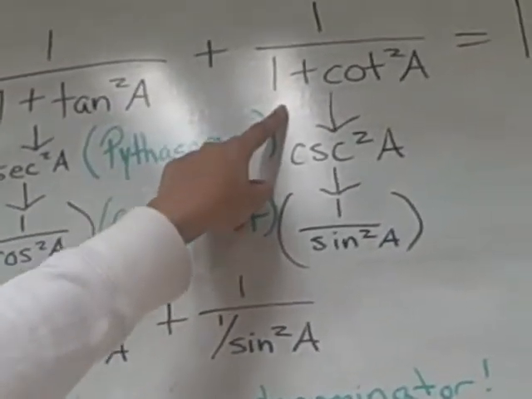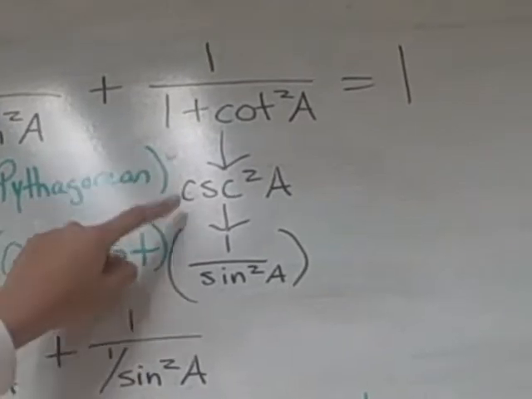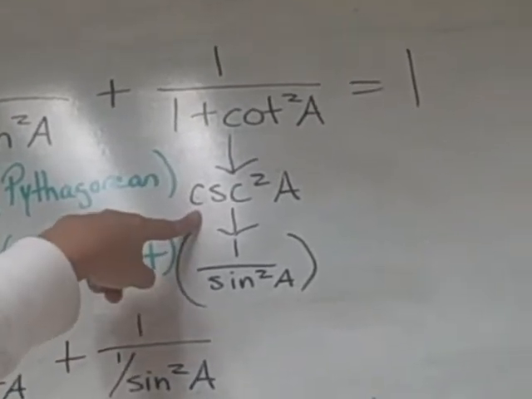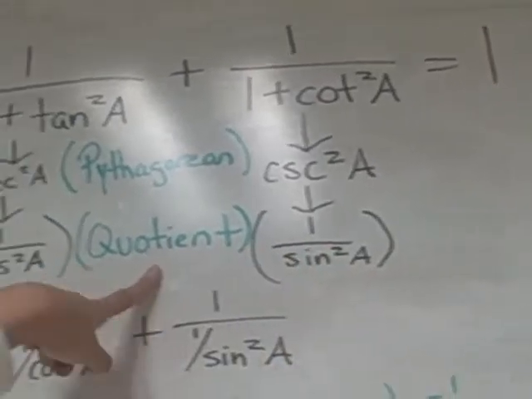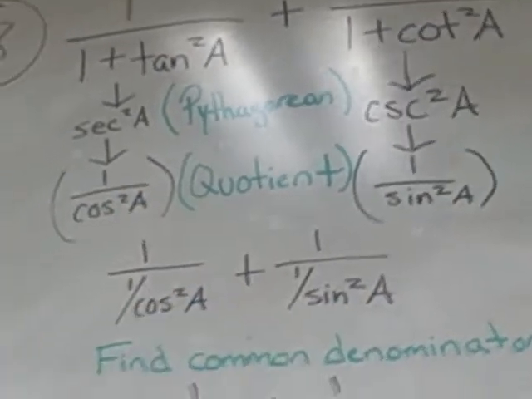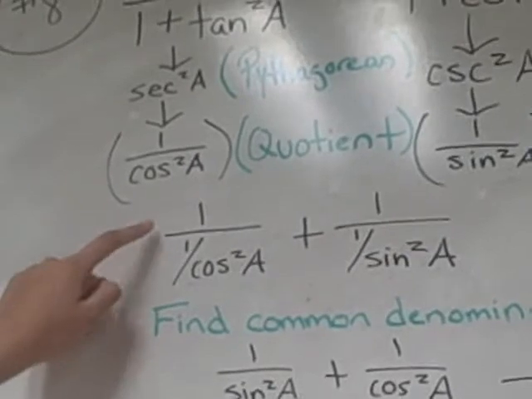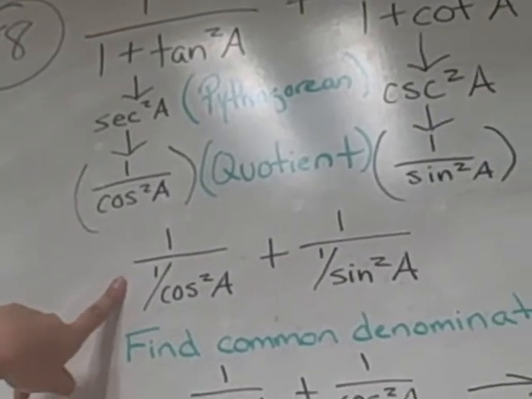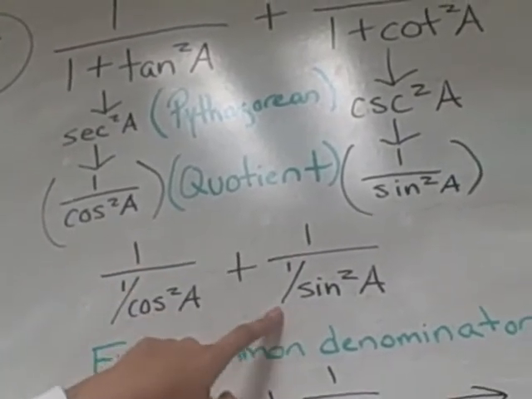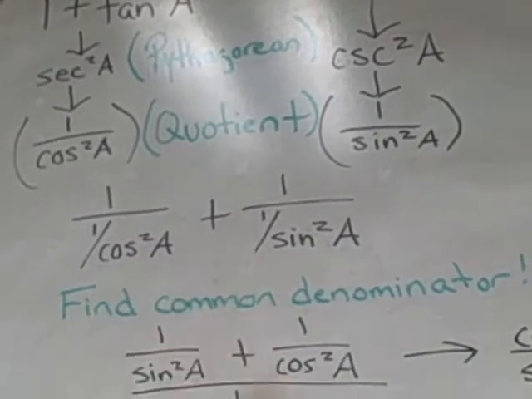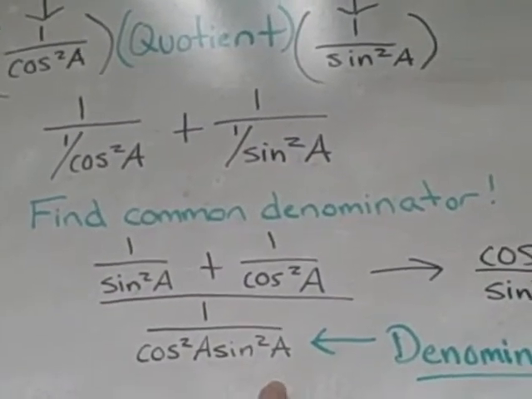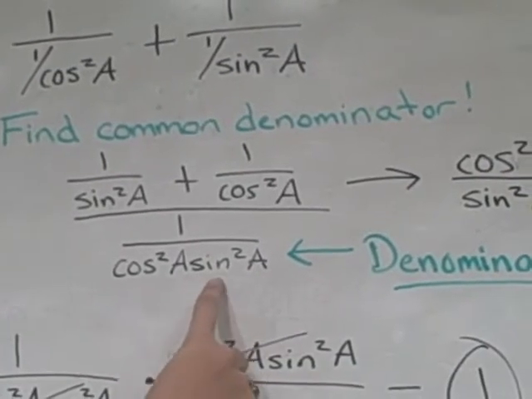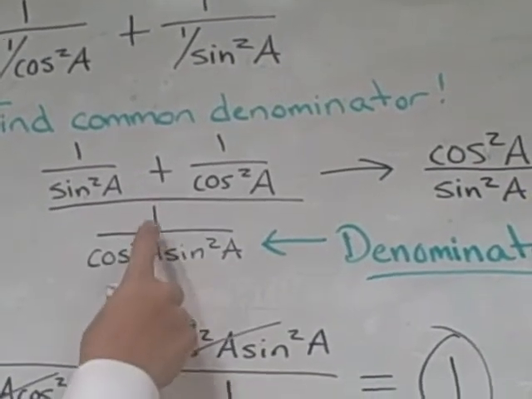And so over here, 1 plus cotangent squared a is the same as cosecant squared a, which is reduced to 1 over sine squared a, also by our quotient identities. So the problem is now changed to 1 over cosine squared a plus 1 over sine squared a. From there, you find a common denominator. For the common denominator on the bottom, you would have cosine squared a, sine squared a, with 1 on top.